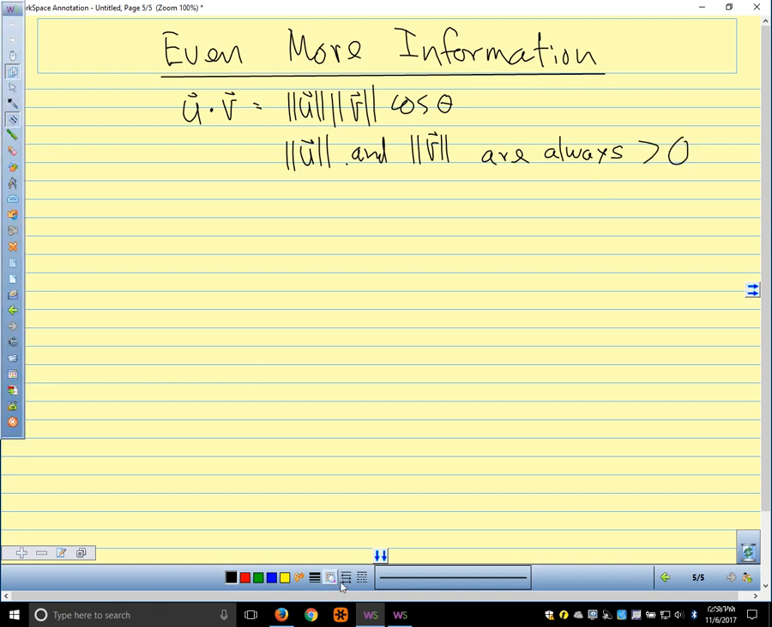So if we have two vectors situated like so, where we have an acute angle between them, and this is u and this is v, the magnitude of u and the magnitude of v are positive. What's the cosine of an acute angle, positive or negative? In the first quadrant, cosine is positive. If we have an acute angle between our two vectors, u dot v is positive.